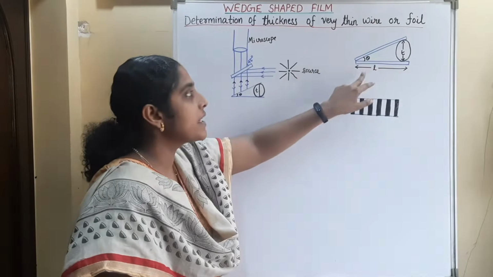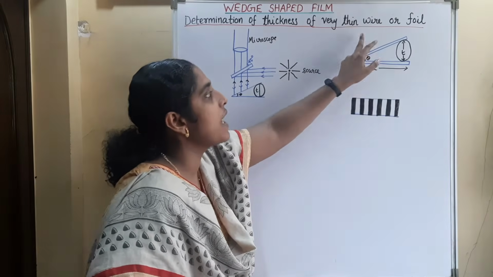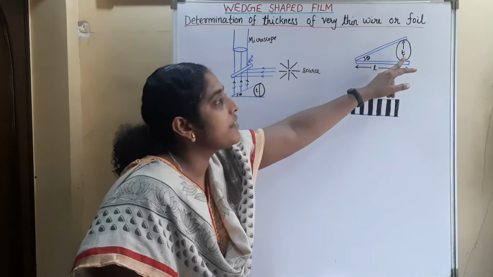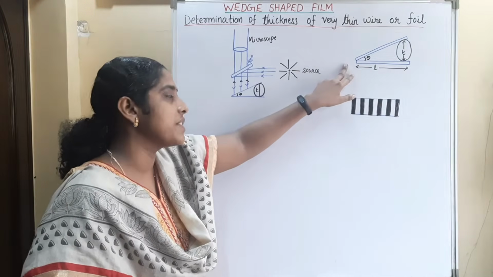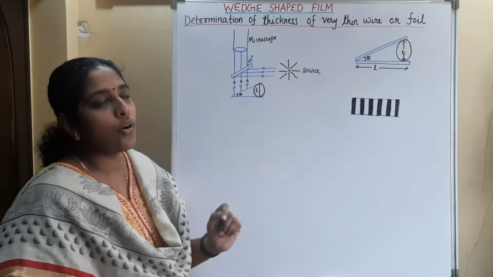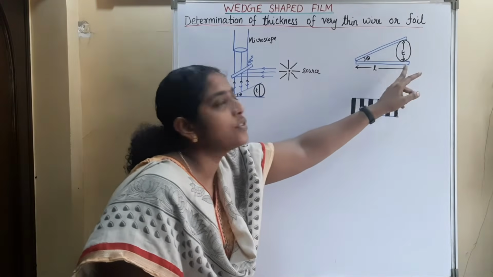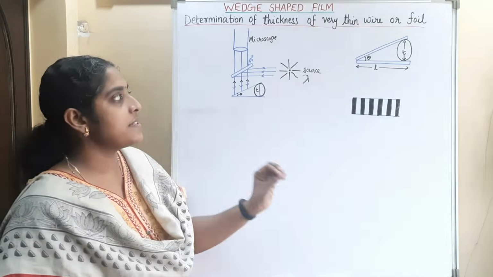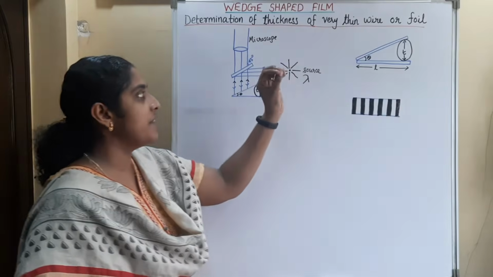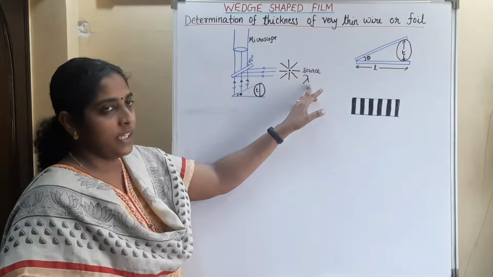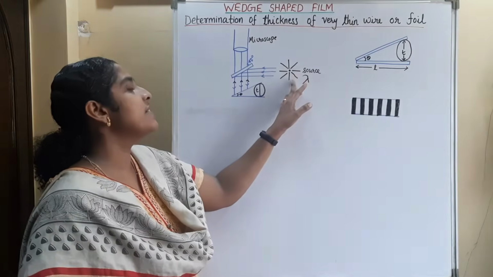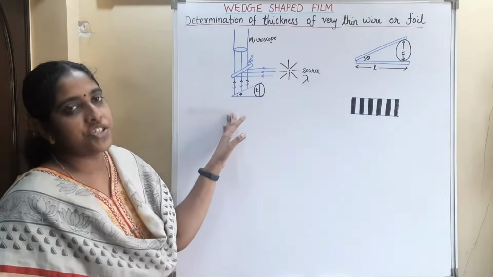So the diagram we can represent like this. These are two glass plates, and this is the material we kept at one end. At the other end, these two glass plates are in touch with each other, and theta is the angle of the wedge and L is the length of this air wedge. If we illuminate this system with a monochromatic source of light of wavelength lambda, then the light will be incident on this wedge-shaped system.